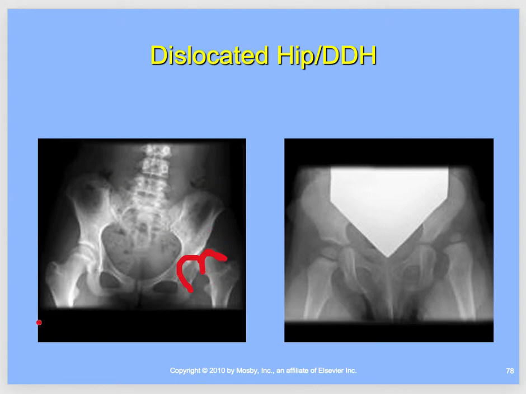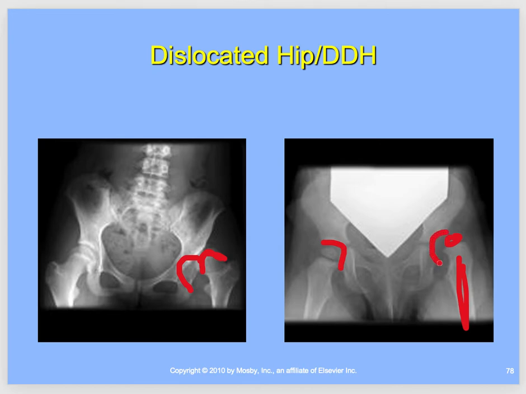Usually when you do an AP picture like this, they're going to work at getting that located back into that acetabulum, and then you'll come back to take another image to make sure that it has been put back in place. And then this one here on an infant, you can see that the head of this femur is not in that acetabulum like it should be.